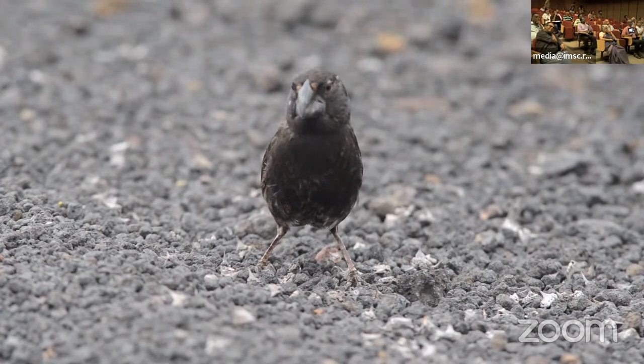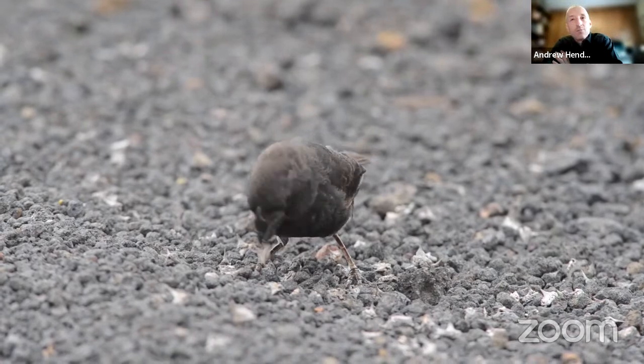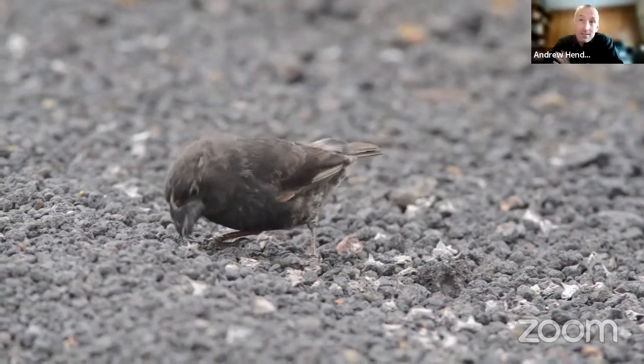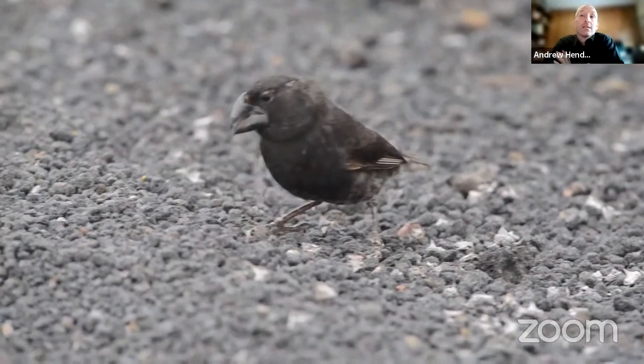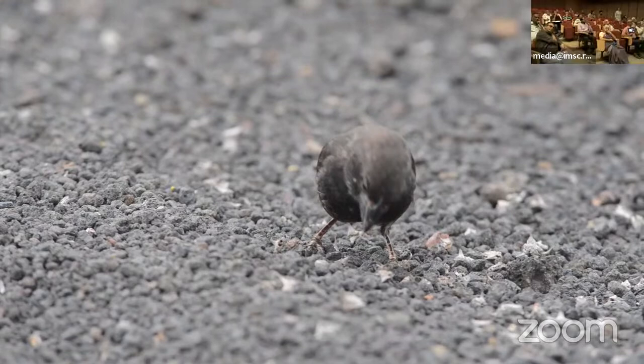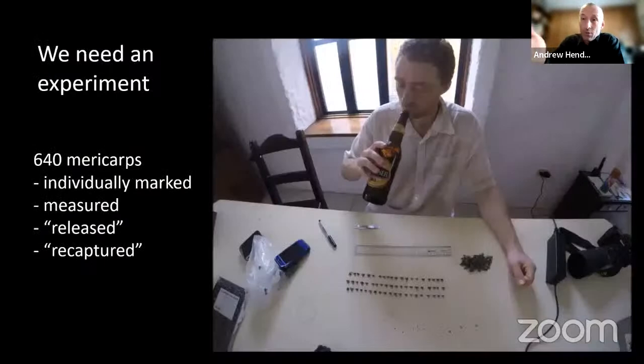So the point here is that this is a difficult interaction for the finch, and the plant can evolve in ways that potentially make it harder for the finch to remove its seeds. So we decided to do an experiment to test this. So we basically took 640 of these individual seeds.